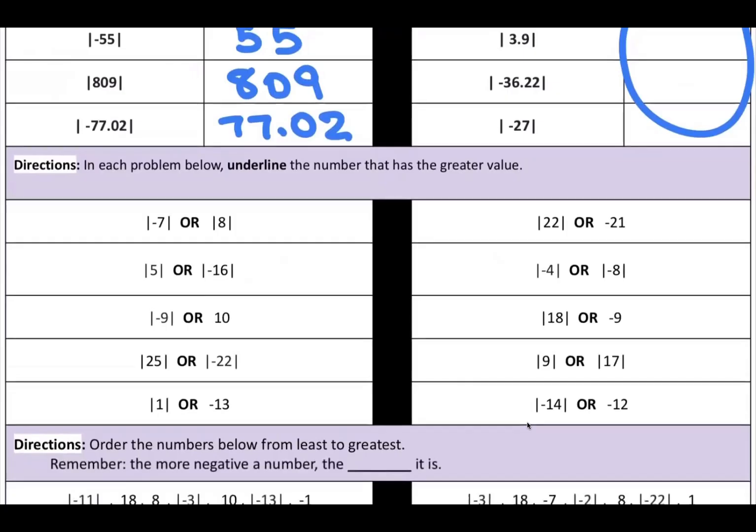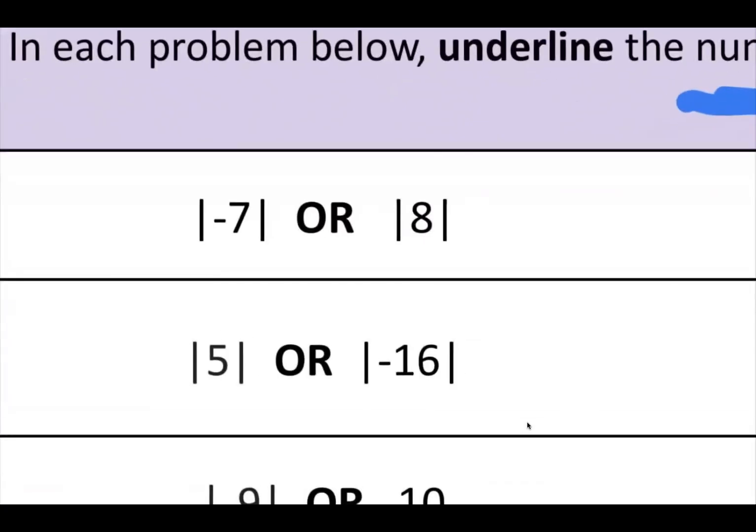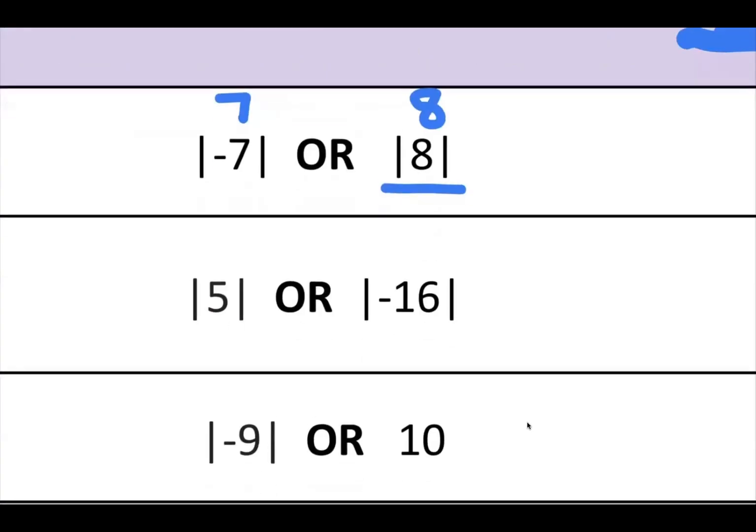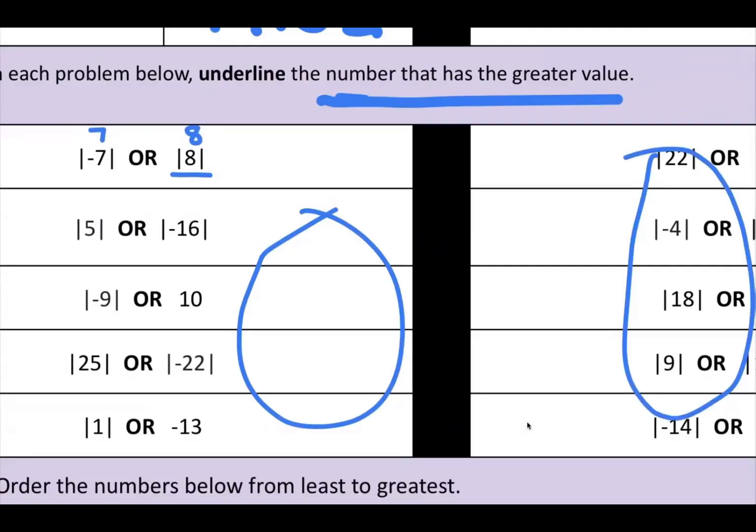In this next section, you're going to underline or circle the number that has the greatest value. So I'm going to zoom in a little on this first one. The absolute value of -7 is 7, and the absolute value of 8 is 8. Because remember, anytime it has these lines, it makes it positive. So which one is greater? This one right here. Go ahead and complete the rest of these on your own, then come back to the video.